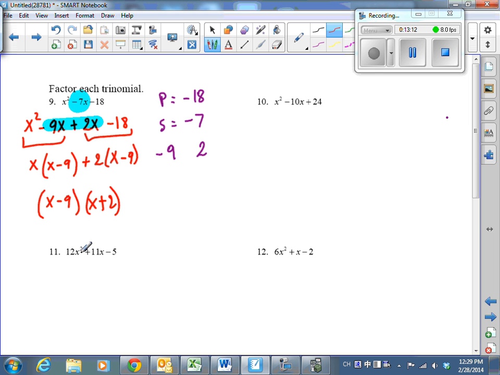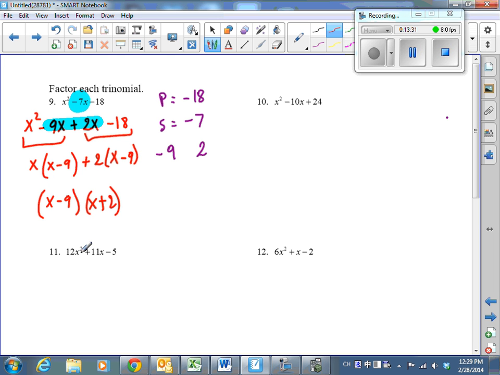Now the trick about this is, if there's no number in front of x squared, the two numbers you found will go inside the parentheses. You see the 9 and 2? Here they are. If there's no number in front of x squared, those two numbers go right down. So let's look at number 10.